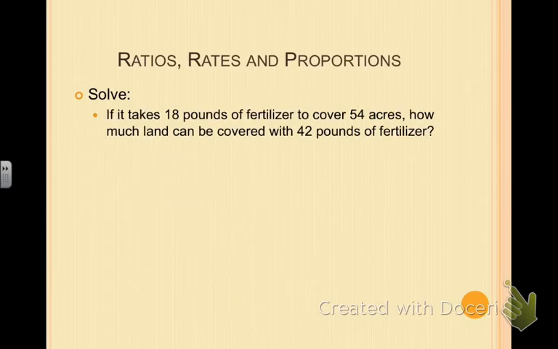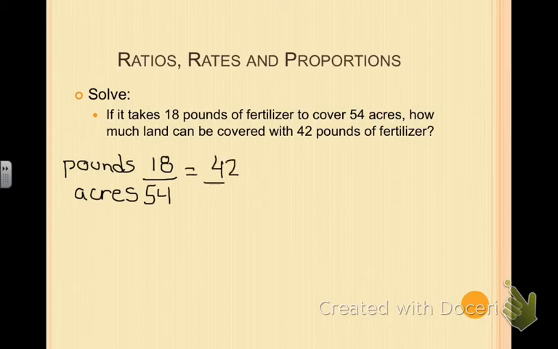If it takes 18 pounds of fertilizer to cover 54 acres, how much land can be covered with 42 pounds of fertilizer? Set up your first fraction as 18 pounds over 54 acres. Remember that that is pounds over acres. Now, finish setting up your proportion with the second fraction, 42 pounds over x acres. Take note that my units are uniform. Pounds are in the numerator and acres are in the denominator.